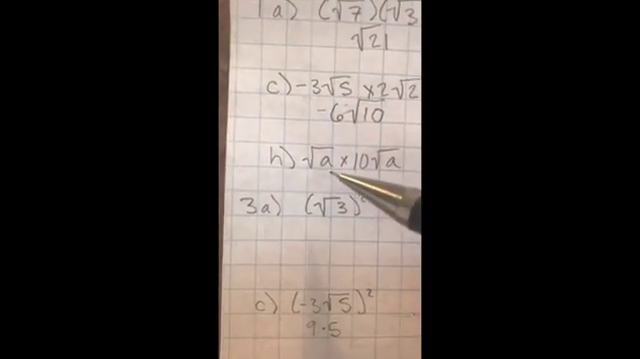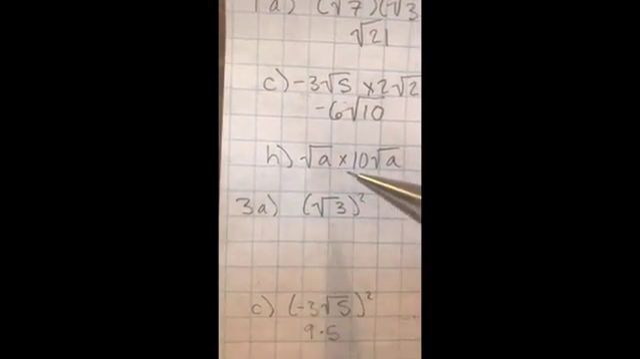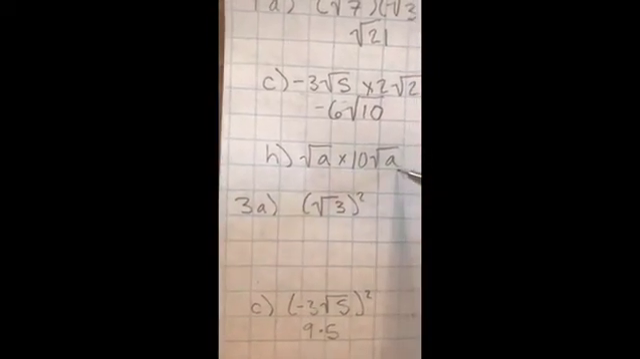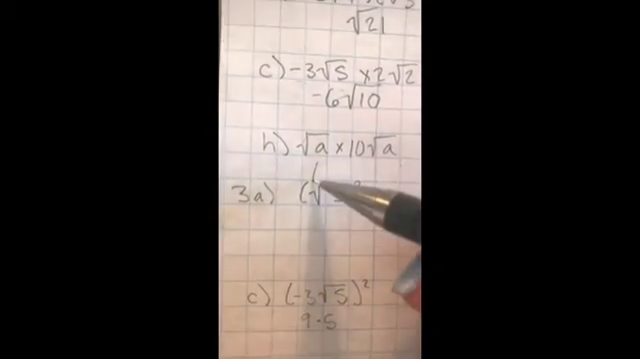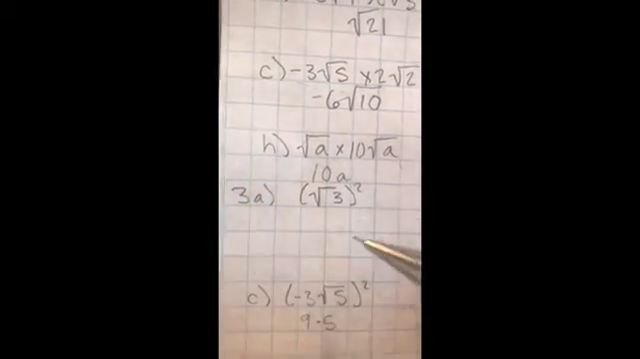Here we have a little bit different. We have a variable, so when you multiply two radicals that are exactly the same like this, they're going to end up canceling out the radicals, so that's just going to be 10a.